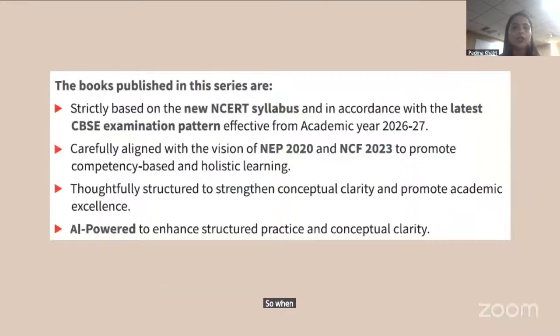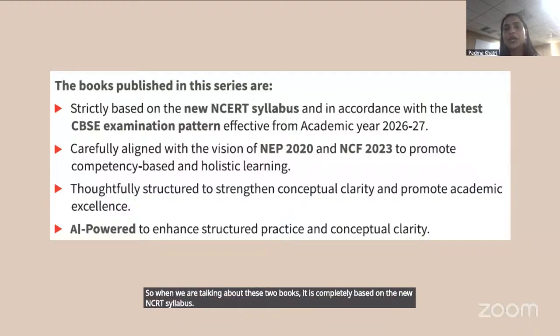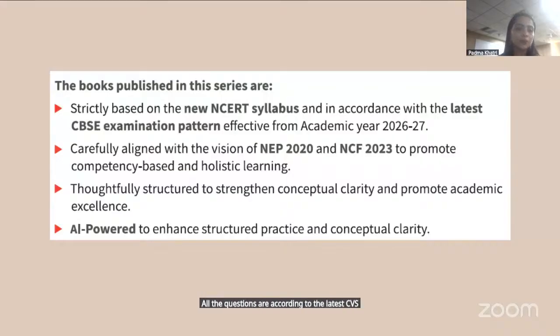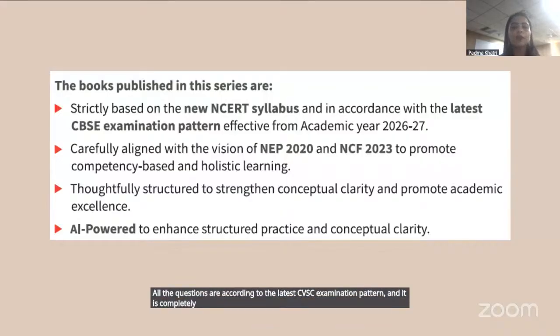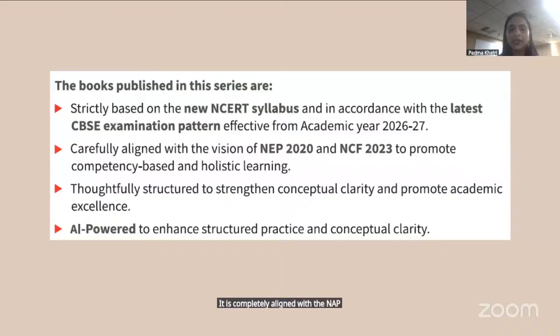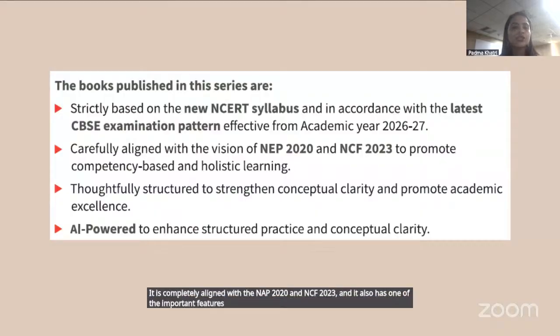So when we are talking about these 2 books, it is completely based on the new NCERT syllabus, and all the questions are according to the latest CBSE examination pattern, and it is completely effective from academic year 2026-27, as we have seen the syllabus, and these books are based on that syllabus for part 1 and part 2. It is completely aligned with NEP 2020 and NCF 2023, and it also has one of the important features, that is your AI powered AI buddy.